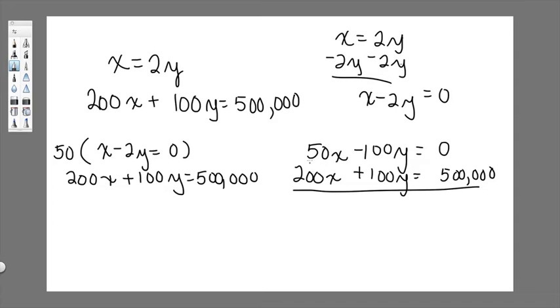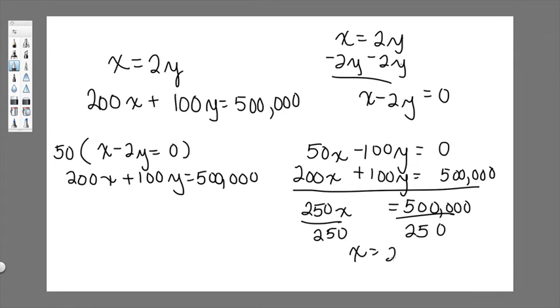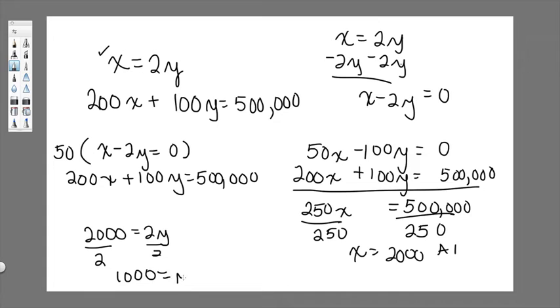So add them together. 50 and 200 give me 250x. A negative 100y and a positive 100y cancel out. Oh, it looks like it's going to come out to be a pretty answer. Divide both sides by 250. And I get the answer of x equals 2,000, and that's Al. Substitute it back in. I think I'm going to put it back into this top one because it's the simplest. So 2,000 equals 2 times y, divide by 2, and so I get 1,000 equals y, and that's Bob's repairs.